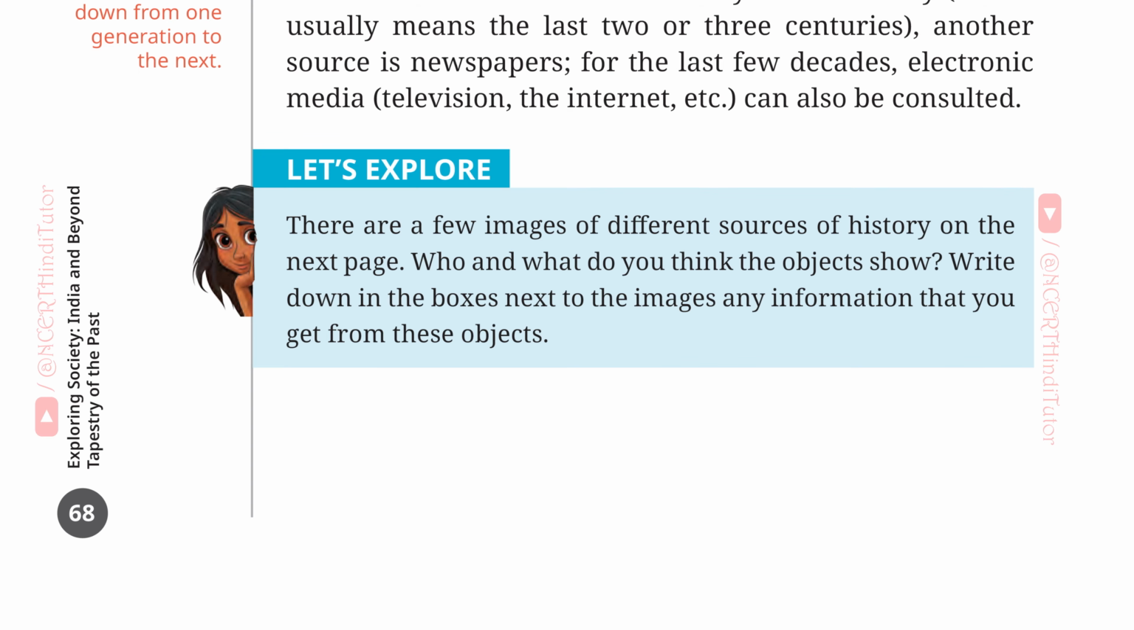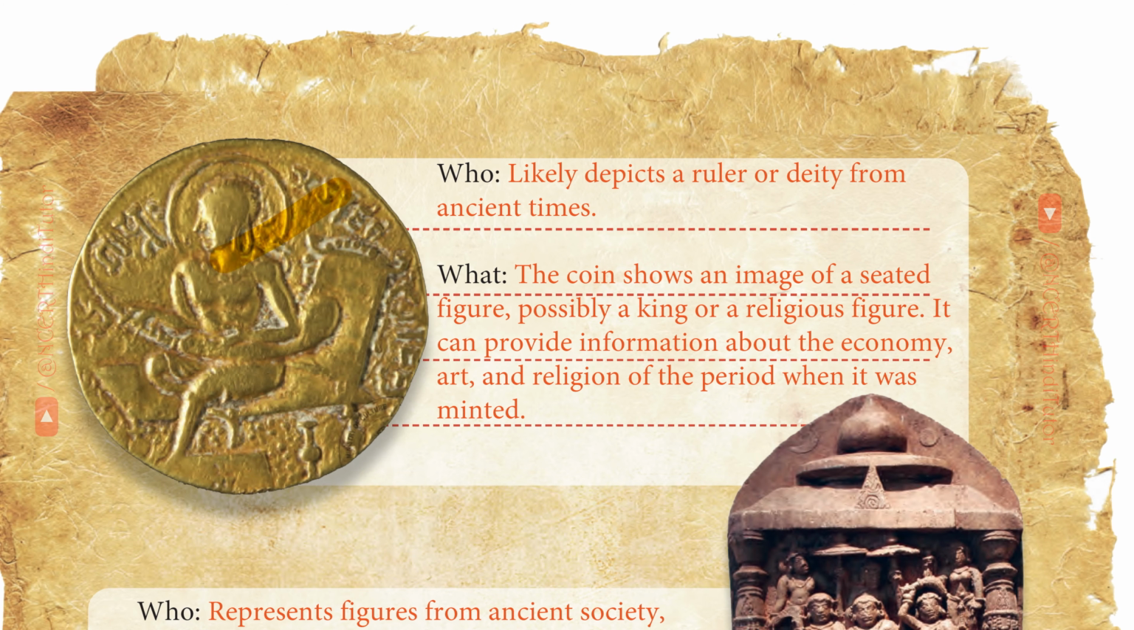Page 68. Let's explore. There are a few images of different sources of history on the next page. Who and what do you think the objects show? Write down in the boxes next to the images any information that you get from these objects. Answer: first image. Who: likely depicts a ruler or deity from ancient times. What: the coin shows an image of a seated figure, possibly a king or a religious figure. It can provide information about the economy, art, and religion of the period when it was minted.